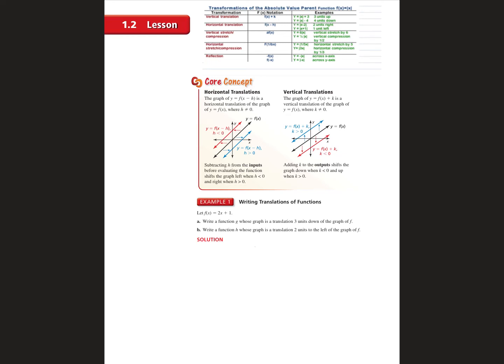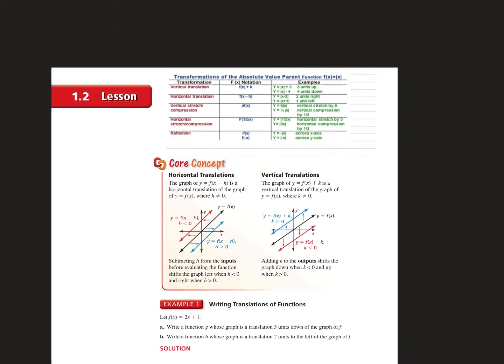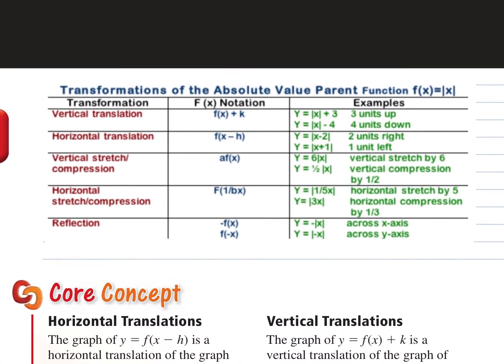So in 1.2, we're going to continue with our transformation. So the same stuff we've been doing in chapter 2, but we're going to be applying those transformations to equations. So it's going to tell us what type of transformation we have to do, and we're going to manipulate the equation that's given to us based on that transformation. So here's a list of our transformations.